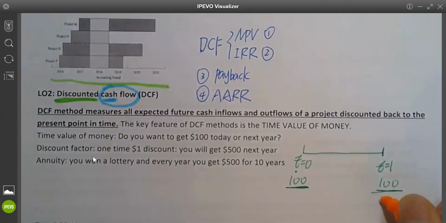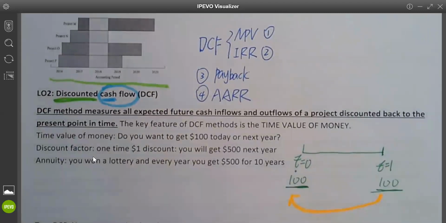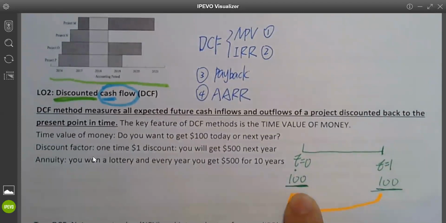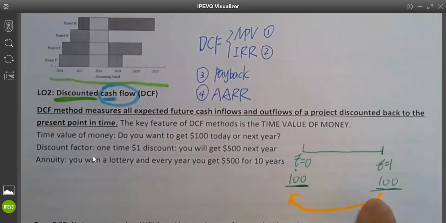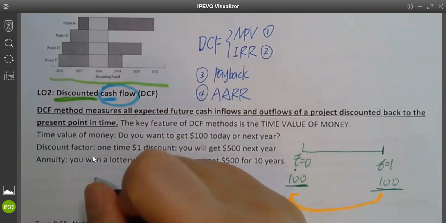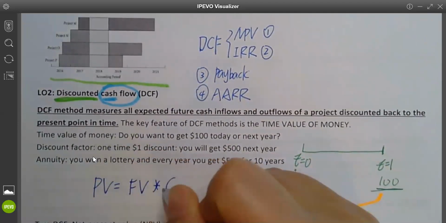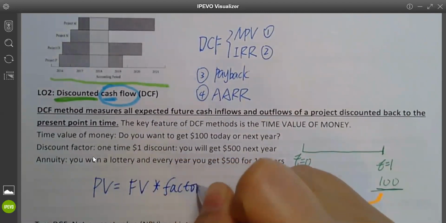We give it a fancy name. We have to discount it back. So this is the present value. This is the future value. We have to discount the future value to present. How do we discount? The present value is the future value times the discount factor.